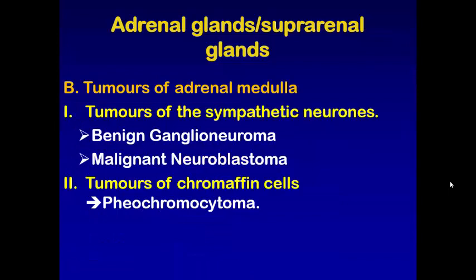And tumors of the adrenal medulla: either tumors of the sympathetic neurons, which give us benign ganglioneuroma, which is a benign neural tumor commonly arising from the retroperitoneal lumbar sympathetic trunk; fine needle aspiration cytology and ultrasound followed by surgical excision is the management. Or the second tumor of sympathetic neurons is malignant neuroblastoma. Or tumors of chromaffin cells, which give us what we call pheochromocytoma.